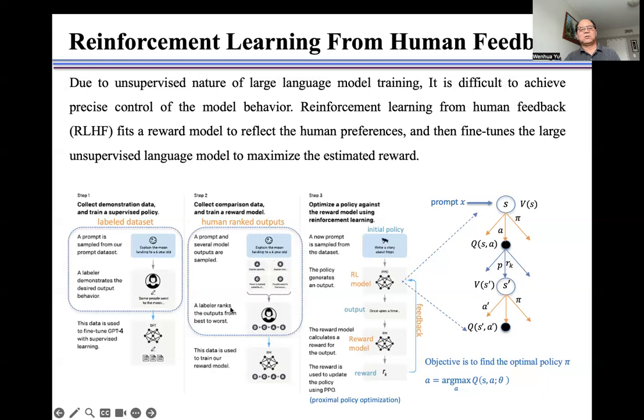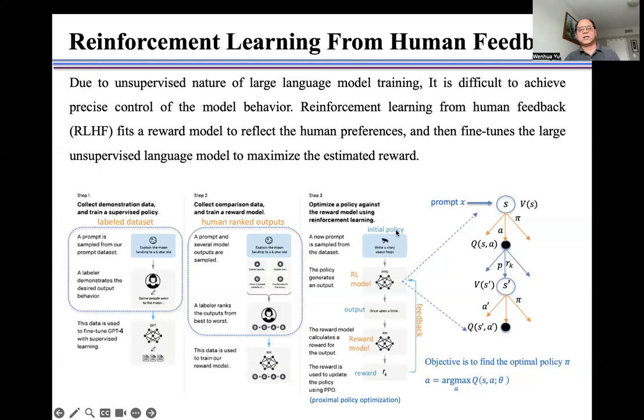The human ranks the outputs from better to worse. And then we use that as the input to train the reward model. And then we combine the reward model and the reinforcement learning model to find the optimal policy.